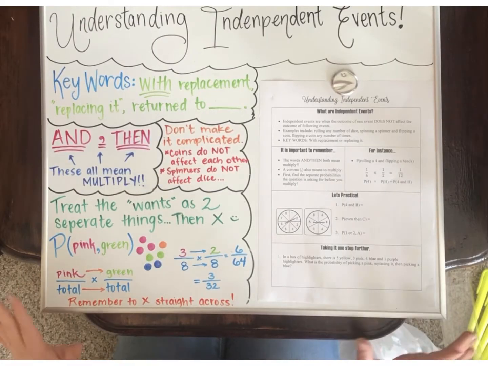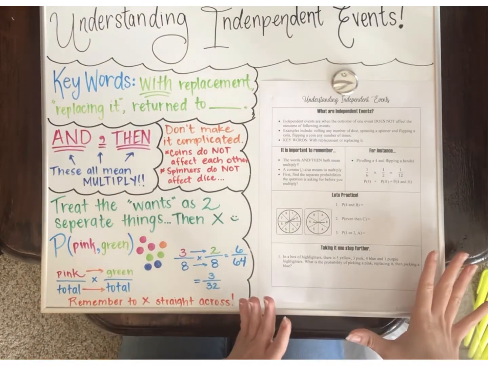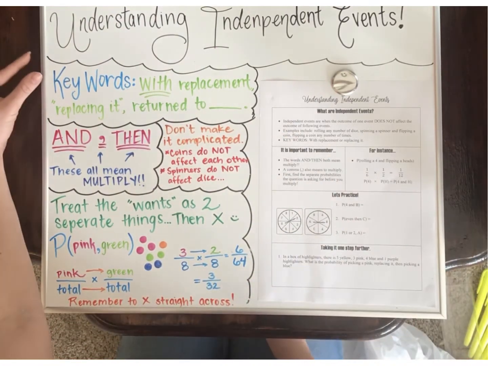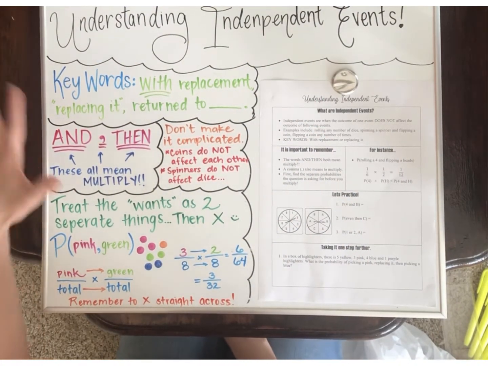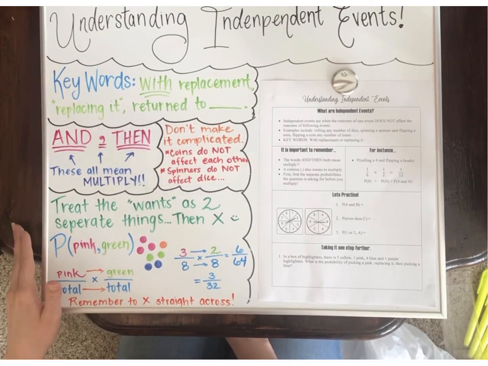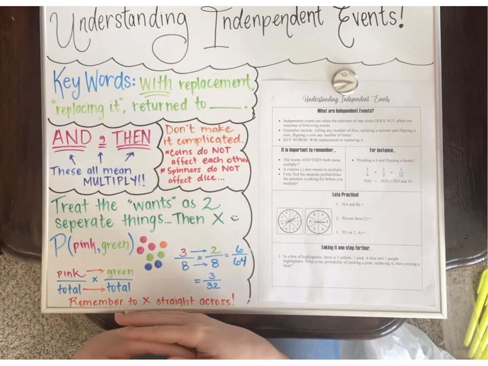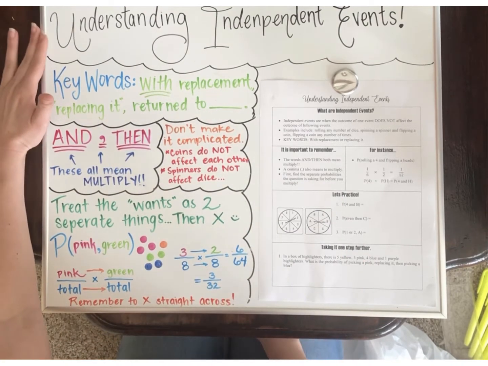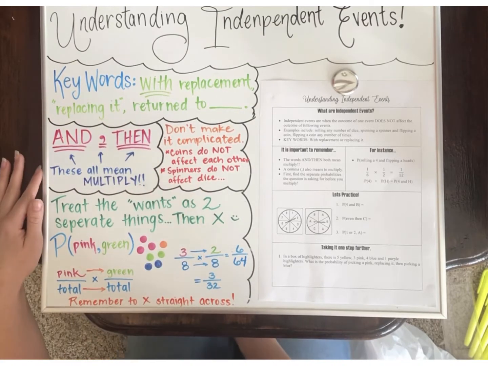Moving into today's lesson, I'm going to start again by going over this side of the board before we move on to the paper. So, key things to remember, key words for independent events: with replacement, replacing it, return to. Basically, anytime it says that something's going to get put back before something else happens, that is going to be an independent event.